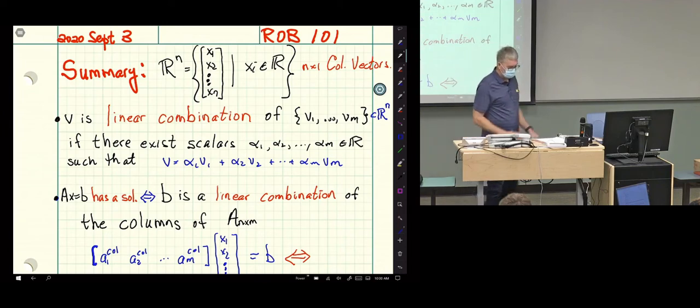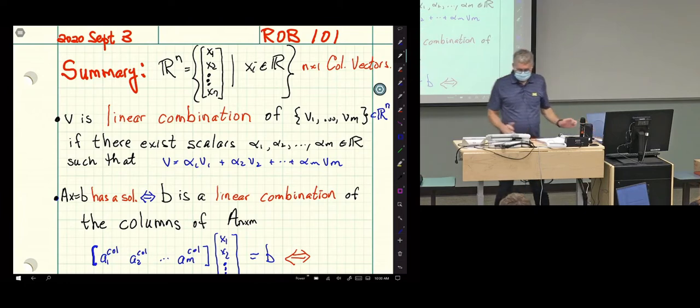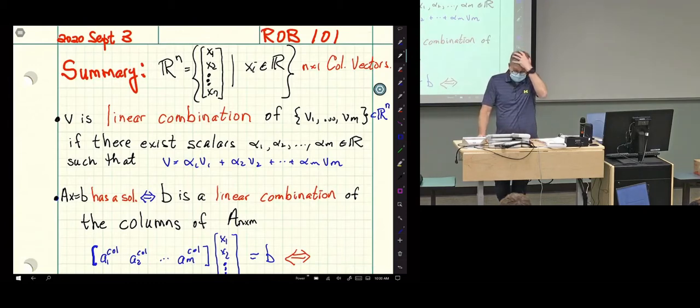Okay, 10 a.m. Let's get going. While we're waiting for tribute to show up, we'll go through and summarize where we left off.